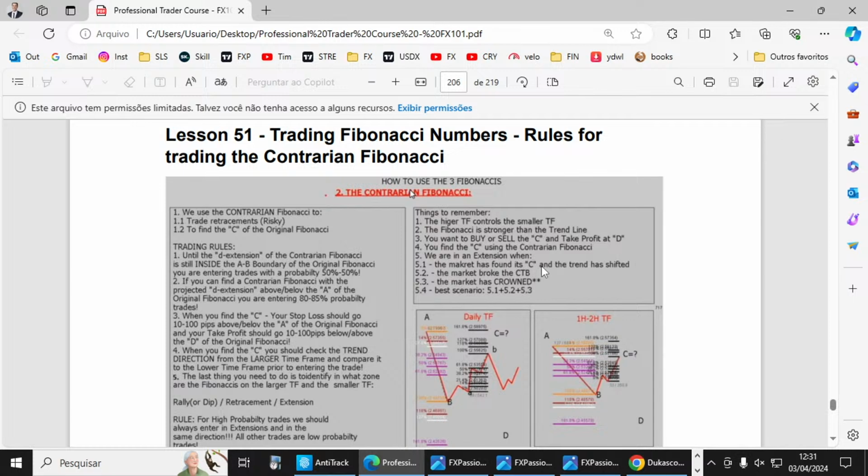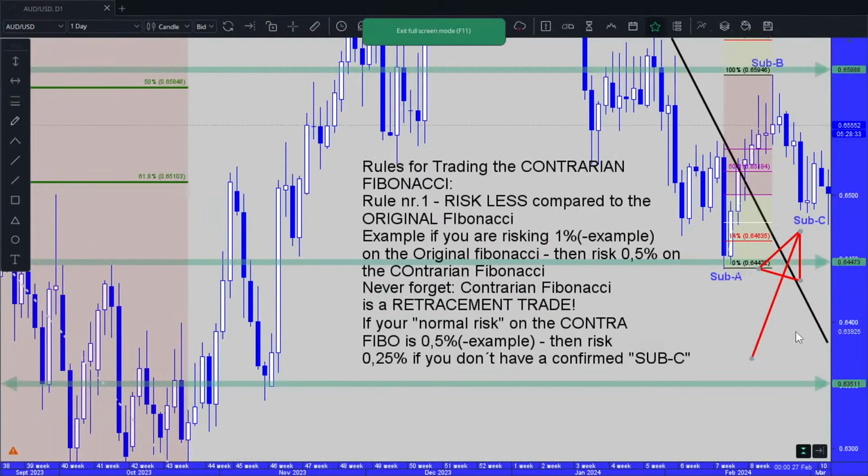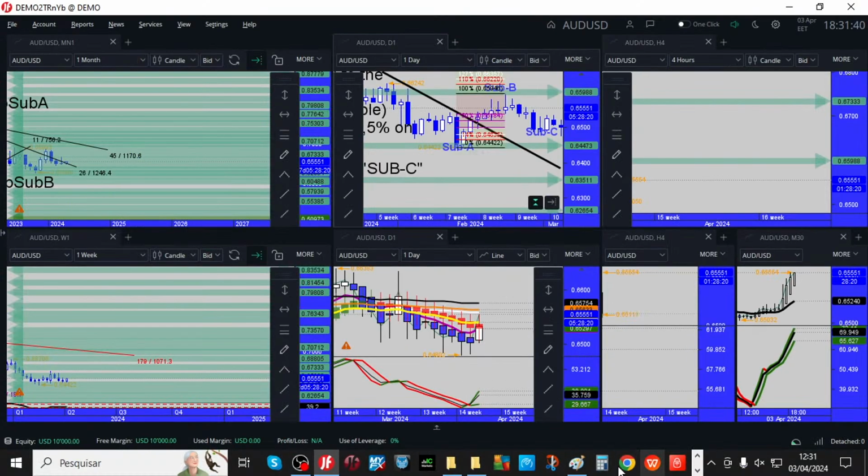And Sam answered correctly. It depends on the second contrarian Fibonacci. Watch one video per day. Dukascopy is uploading the lessons and come back here with questions. Yes, it's confirmed. Alright, so how are we going to enter? What does the picture say?